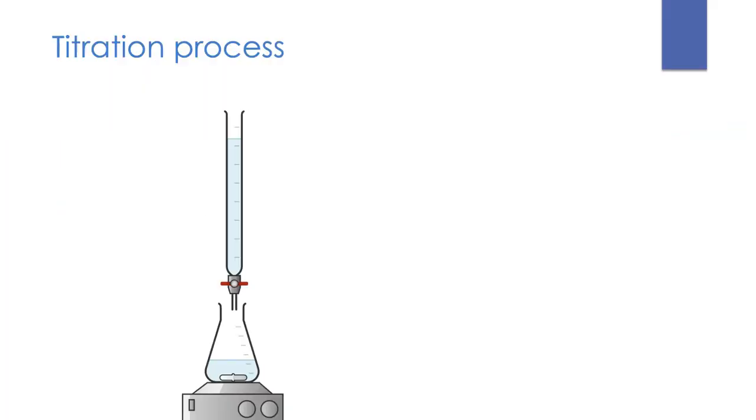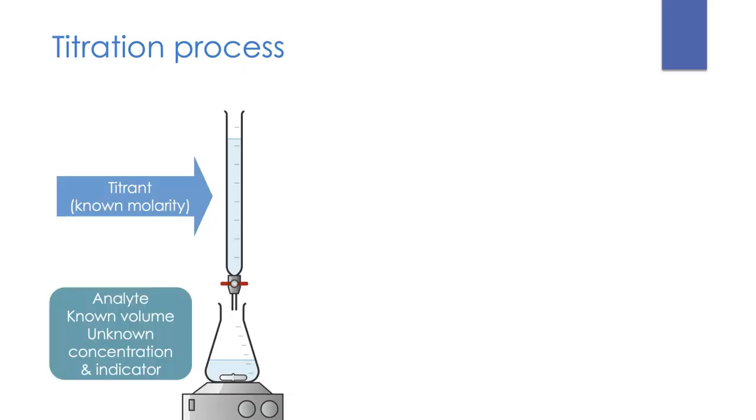Let's talk about the titration process. I've got a solution in a burette. The stopcock is in the closed position. And then I've got another solution in a flask underneath the burette. The solution that's in the burette is referred to as the titrant. And for the purposes of this webcast, let's assume we know the molarity of it. Now the solution that's in the flask is referred to as the analyte. We're titrating the analyte with the titrant. And for the purposes of this discussion, let's assume we know the volume of the analyte, but we don't know its concentration.